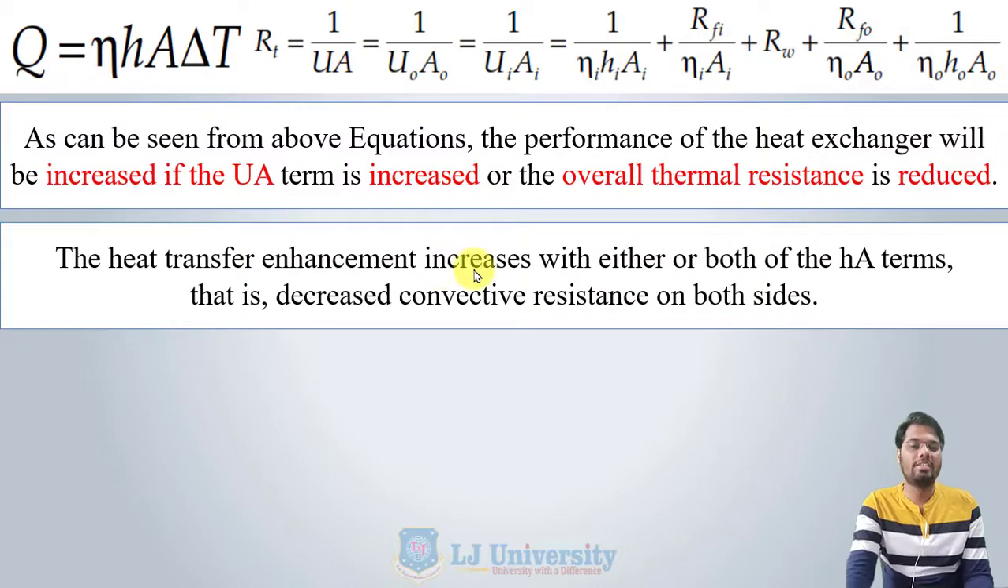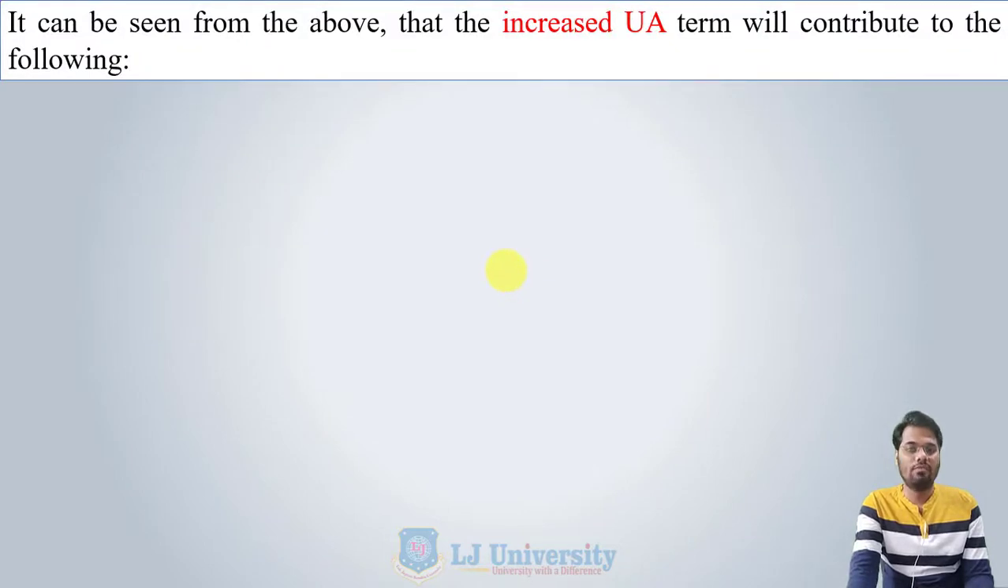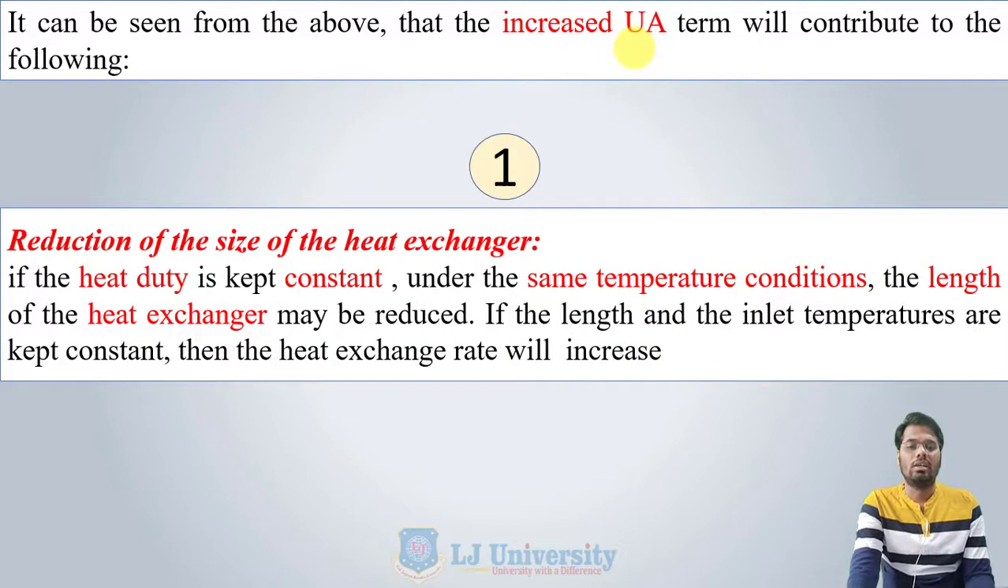So heat transfer enhancement increases with either or both of the H and A terms. So either you have to increase H or you have to increase A, which decreases the convective resistance, because as you increase the value of H or A, it will decrease the value of convective resistance. Now it can be seen from the equation that increasing the UA term will contribute to the following. We have the equation Q is equal to UA delta T. So UA is equal to Q divided by delta T, or we can say that U is equal to Q divided by delta T into A.